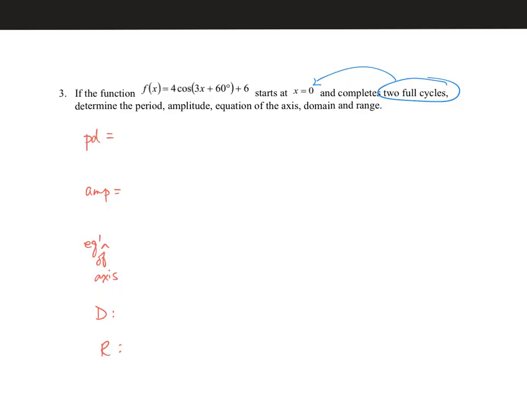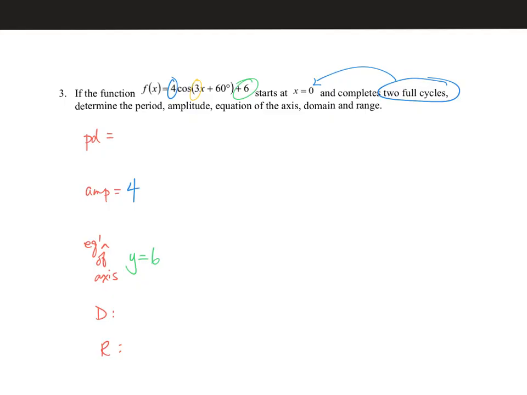So a couple quick things, and I would be a little concerned if we weren't able to identify very quickly that your amplitude was 4. We can see the vertical stretch. Since I shifted my graph up 6 units, my equation of the axis should have been y equals 6. And then as we worked our way through, I can see that I have a k value of 3.